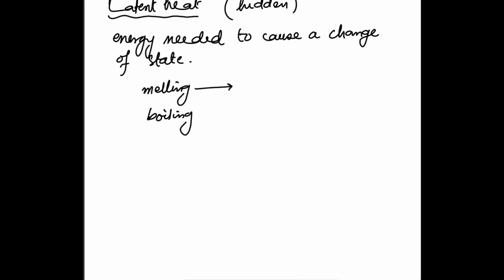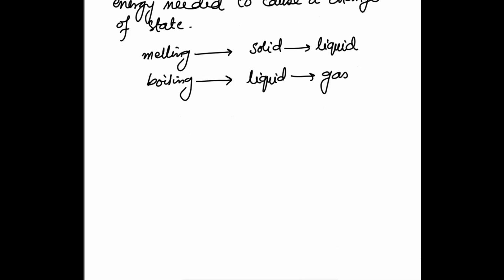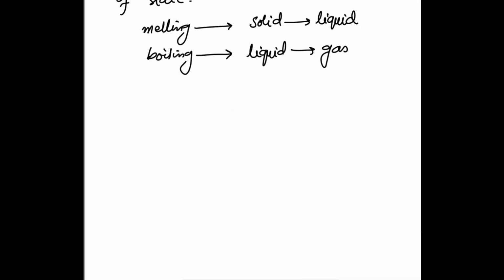When melting is taking place, we have a solid object being converted into a liquid, and when boiling is taking place, we have a liquid converting into a gas, right? So why is it that we call this latent heat or hidden heat? Basically, when we say that ice is melting, we know that the melting point of ice is 0 degrees centigrade. It starts to turn from a solid to a liquid when it hits the temperature of 0 degrees centigrade.